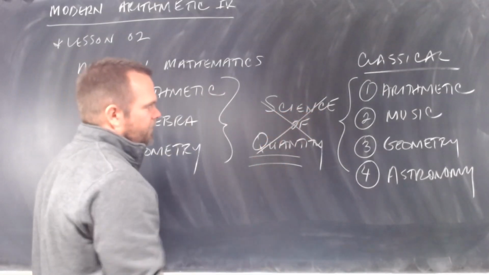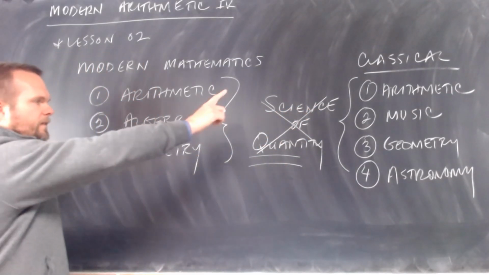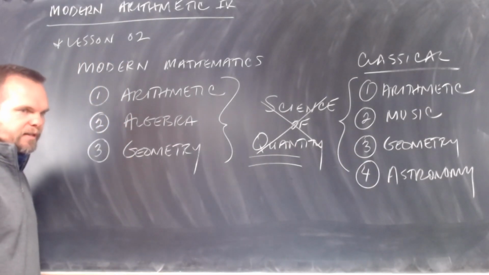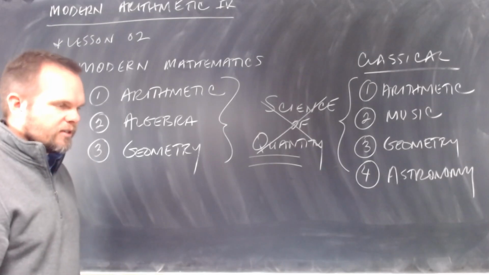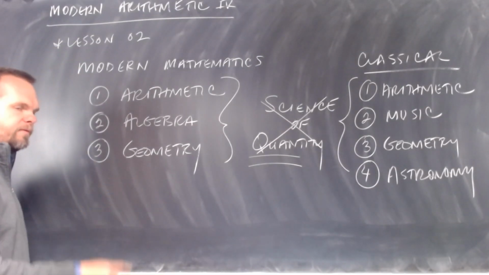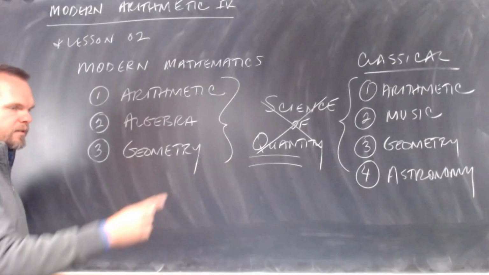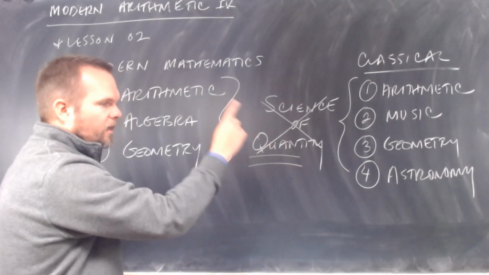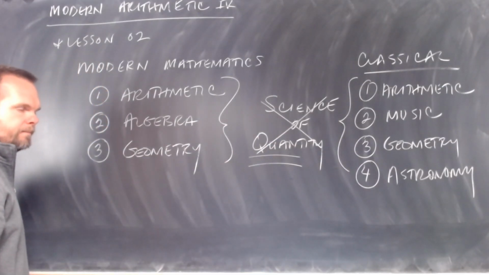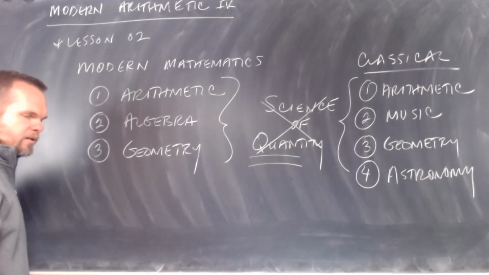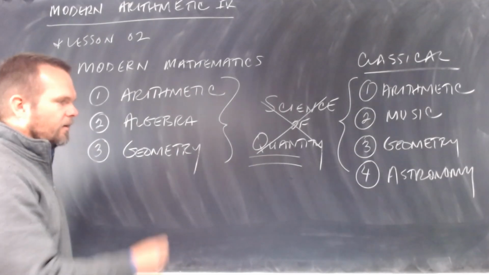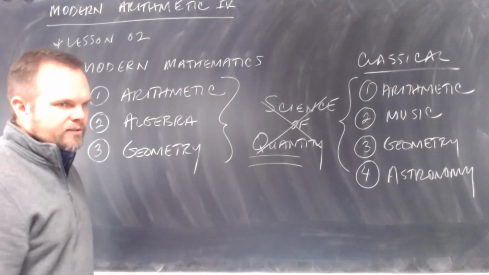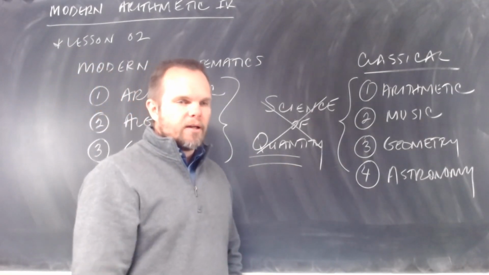We study classical mathematics in the quadrivium because we believe that that is the science of quantity. These are simply the modern subjects that we need for a high school and college education. And that's the difference between modern mathematics and classical mathematics. Classical mathematics is the real study of the science of quantity. Modern mathematics is not the real study of the science of quantity. Modern mathematics is simply a modern school requirement, a program of math studies that's required by modern schools.